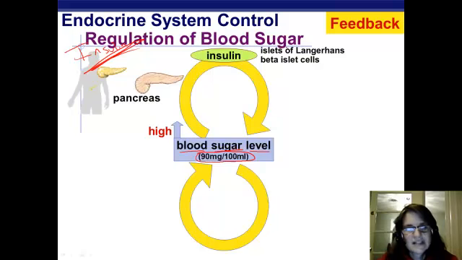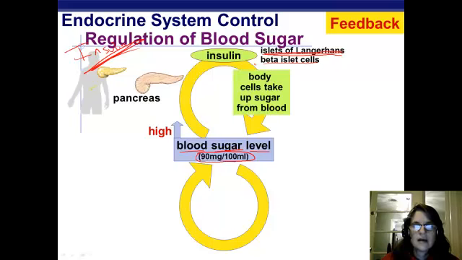There are specific cells in the pancreas called the islets of Langerhans. So if you see that phrase, please do not freak out. It is just talking about cells in the pancreas that secrete insulin. In particular, they are beta cells. There are also alpha cells that do something else. So if you see any reference to these, it's insulin-secreting pancreas cells. That's all it is. Okay?